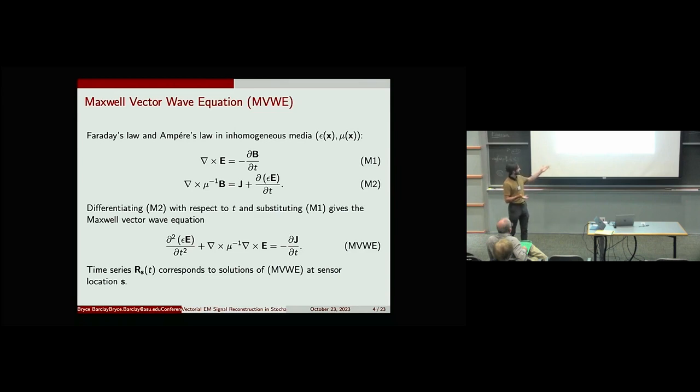This is like a vector wave equation, but instead of the Laplace operator, it has this second term, which is the curl squared operator, so curl mu to the minus 1 curl. And then our forcing on the right-hand side is minus dJ/dt, where J is the current density. From the solution, the electric field E, I get the time series R sub s of t, which is that electric field evaluated at some location s.